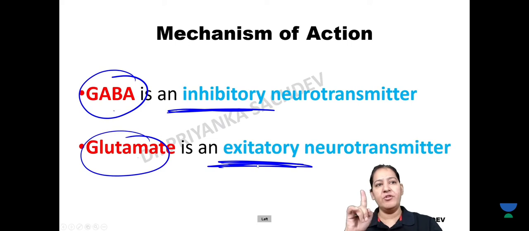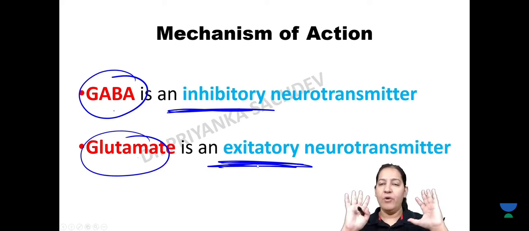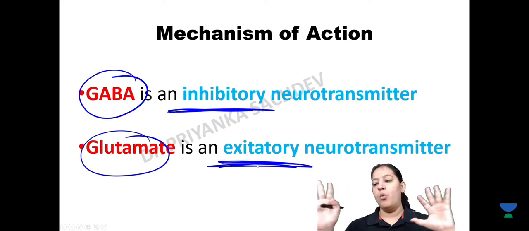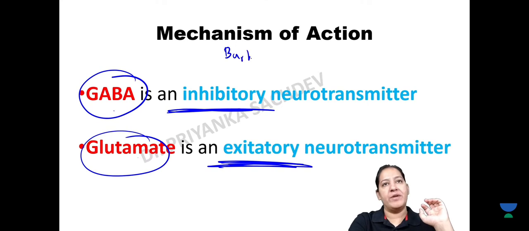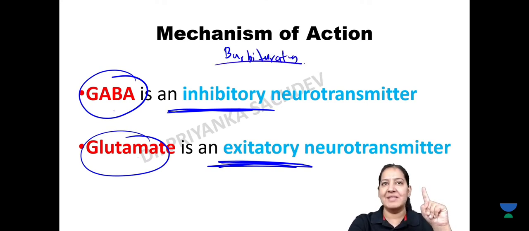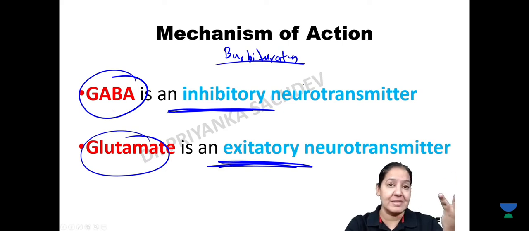One is an inhibitory neurotransmitter, one is an excitatory neurotransmitter. So if you got this, this is the basic. Now, you want to give a barbiturate to the patient. What are barbiturates? Barbiturates are sleeping pills. These are hypnotics. These are sedatives. They will induce sleep in the patient.